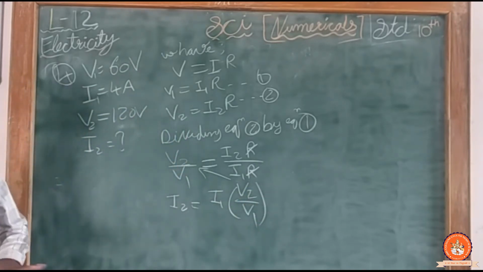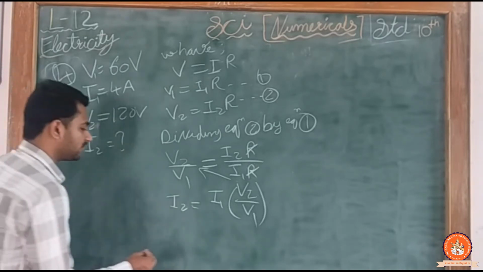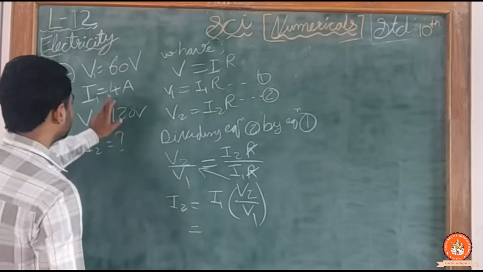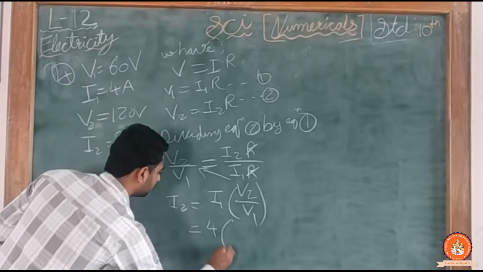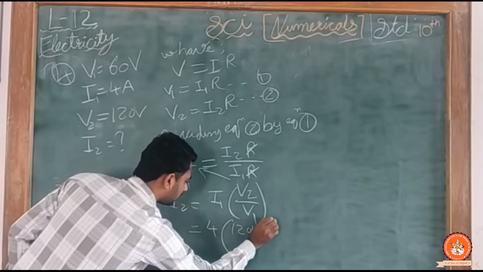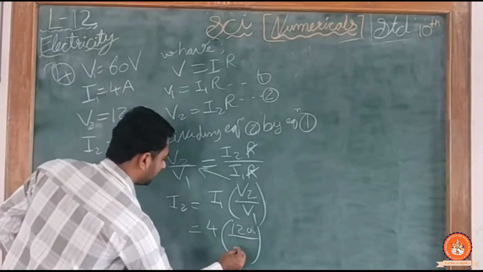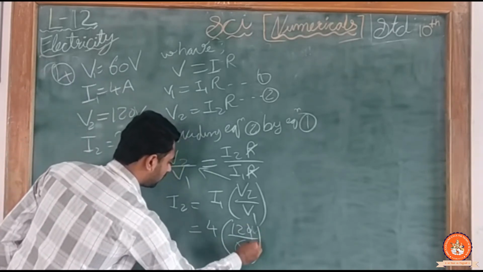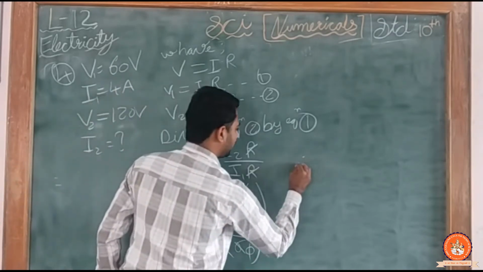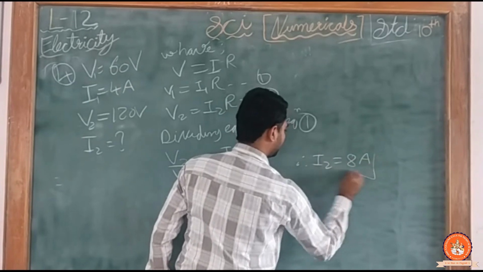Now there is nothing more to do. You only have to place the values which they give to you. So I1 means 4 ampere, V2 means 120 volt, and V1 means 60. Zero zero cut, 6 2s are 12, 4 2s are 8. So therefore I2 is equal to 8 ampere.